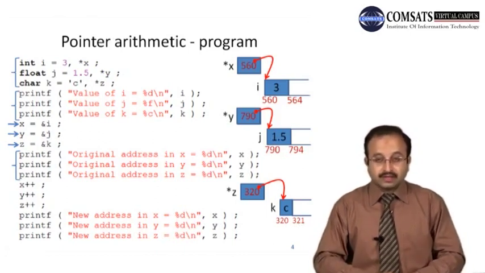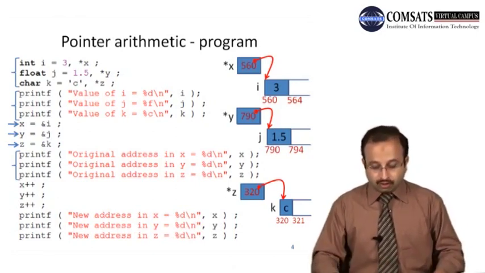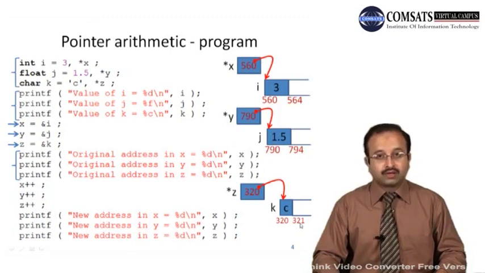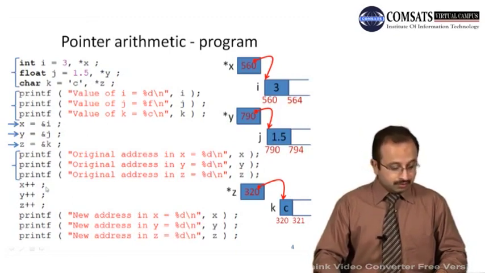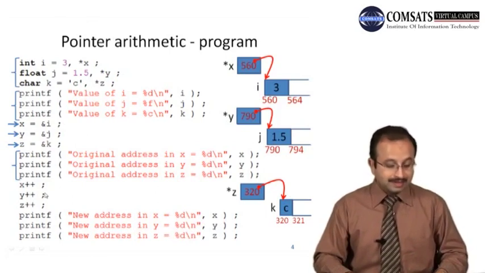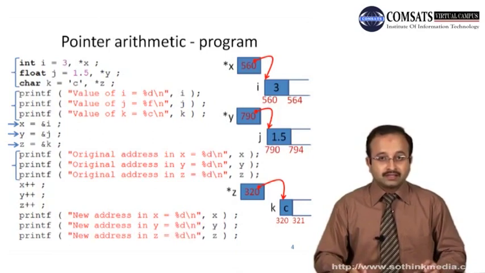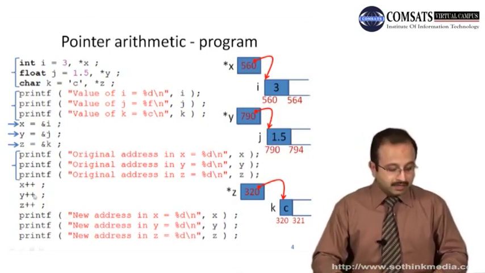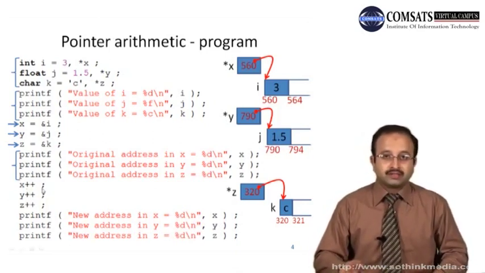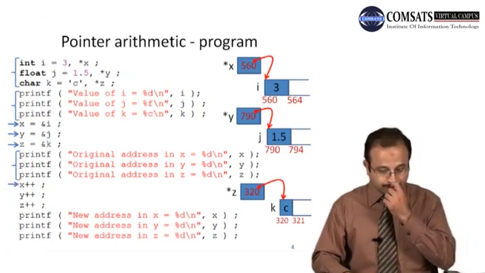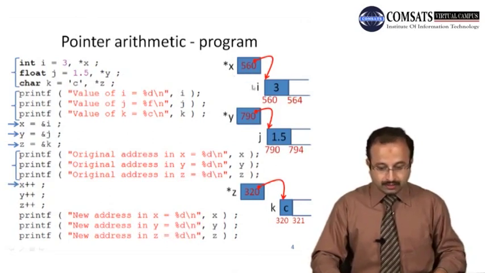Because the character variable only occupies 1 byte in memory, that is the address of 1 byte, 320. The next memory address starts from 321, right? Now the next 3 statements are pointer arithmetic, that is you are adding some constant value to the pointer, and x++ means that you are adding 1, that is x = x + 1.